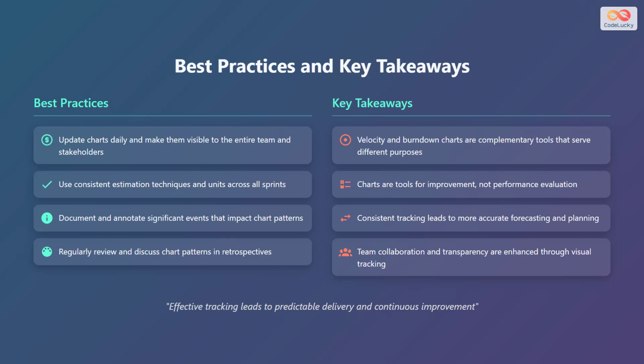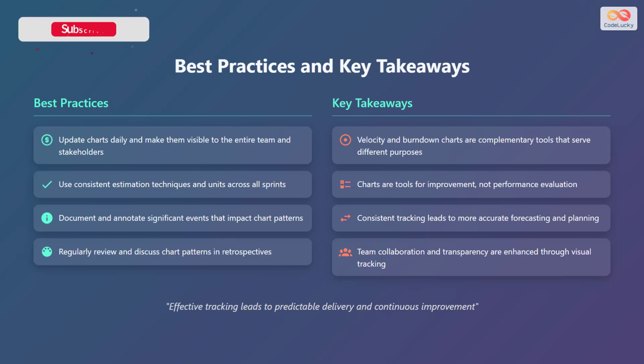Let's consolidate what we have learned with some best practices and key takeaways. Some of the best practices are: update charts daily and make them visible to the entire team and stakeholders. Use consistent estimation techniques and units across all sprints. Document and annotate significant events that impact chart patterns, and regularly review and discuss chart patterns in retrospectives.